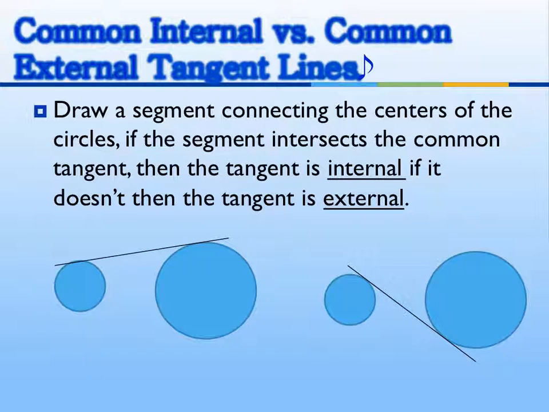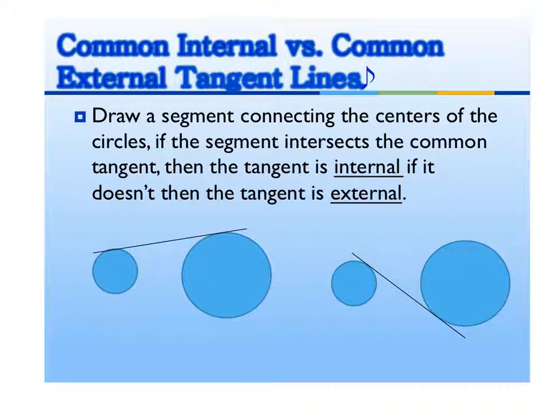More vocab. Now we're going to look at common internal versus common external tangent lines. So here, when you draw a segment connecting the centers of the circle, if the segment intersects the common tangent, then the tangent is internal. If it doesn't, then the tangent is external. So right here, I've got two tangent lines. I've got this one, and it's hitting both of my circles at this point of tangency. And then I also have this tangent line over here, and it's hitting at each of these points of tangency.